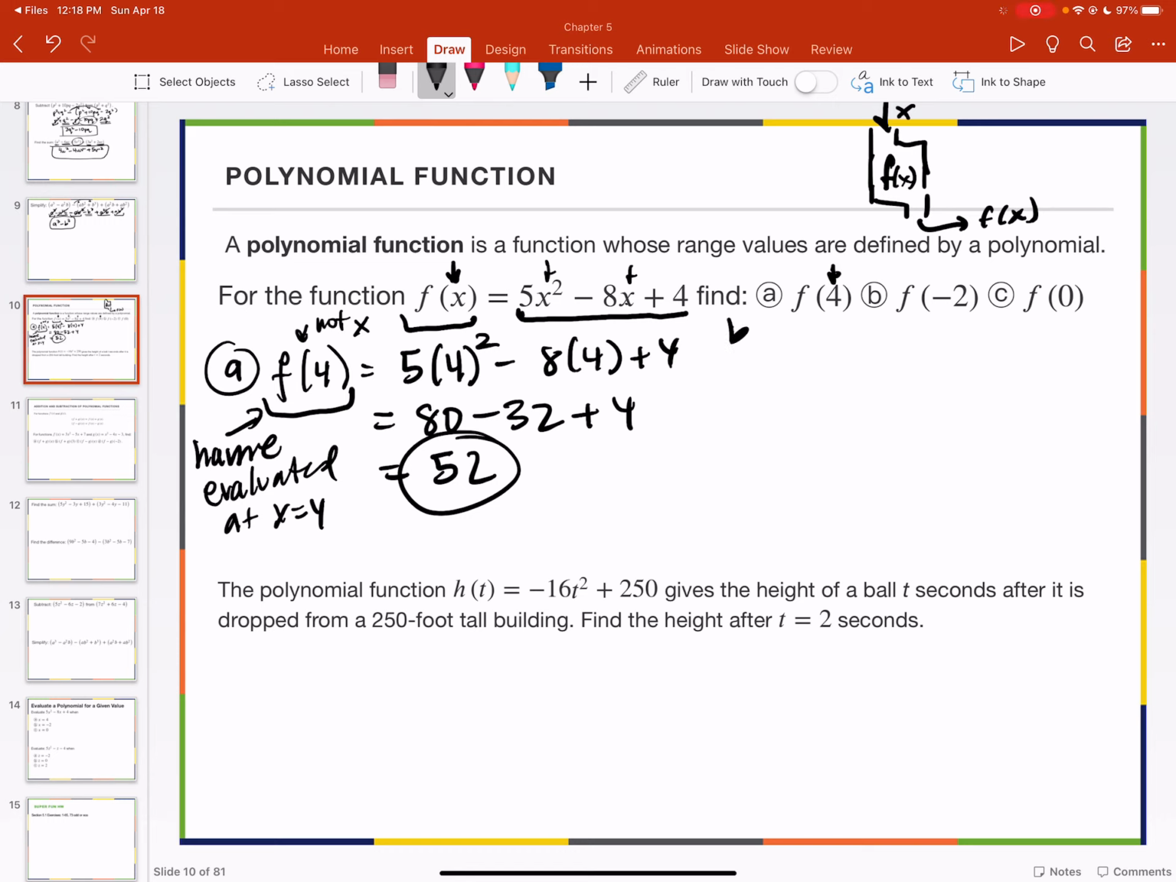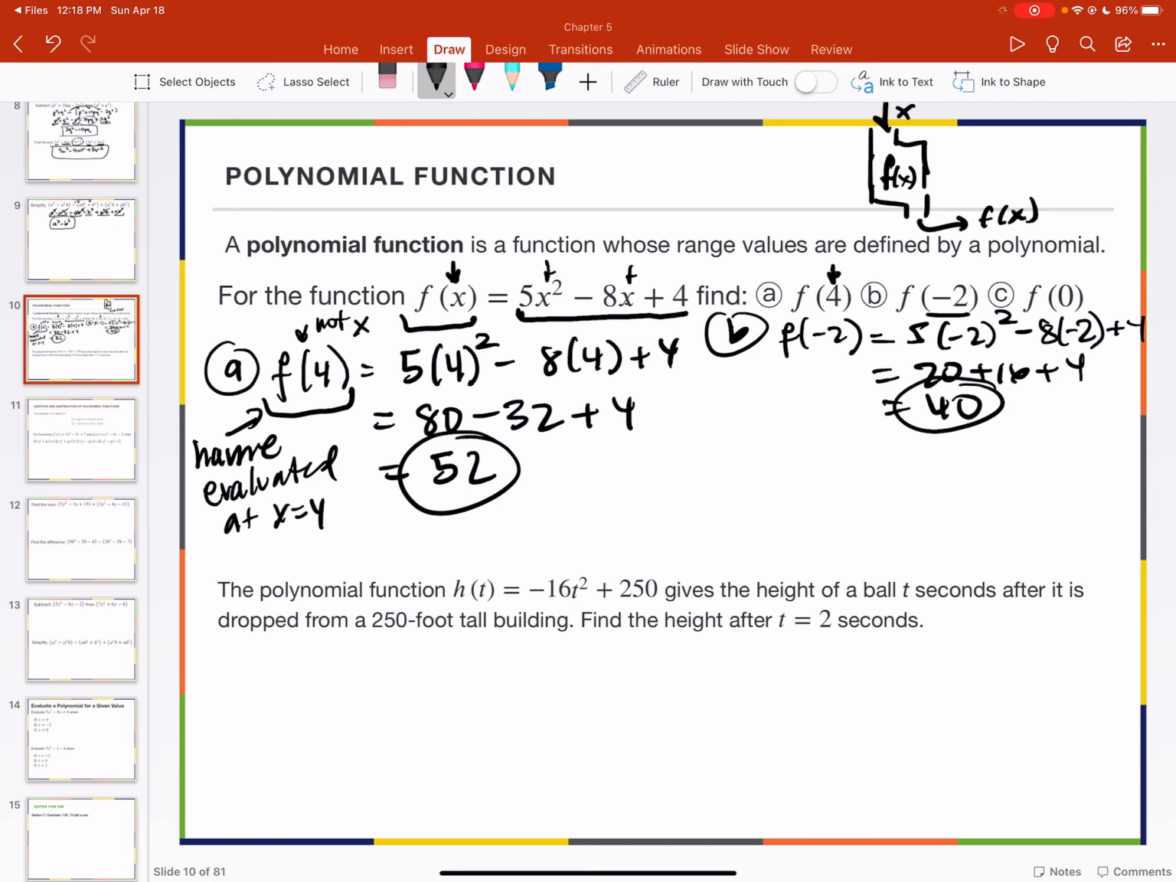Okay, and then b, f of negative 2. So f of negative 2 is just going to be 5 times negative 2 squared minus 8 times negative 2 plus 4. So then that's going to equal 5 times 4, which is 20, plus 16 plus 4. So then final answer 40. So f of negative 2 is 40.